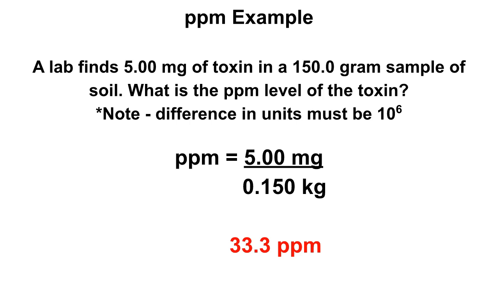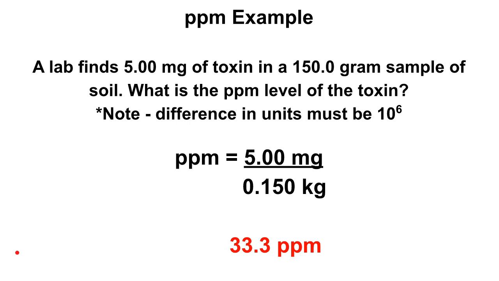So let's take a look at a part per example, which is a part per million in this case. And again, you could apply this with a billion if you had a larger difference between the units. So a lab finds 5 milligrams of a toxin in a 150 gram sample of soil. What is the ppm level of the toxin? And then you can see the little note there. It says difference in units must be 10 to the 6, and that's because we're doing a ppm. So if it's giving me the milligrams and I have the grams, I could do one of two things.